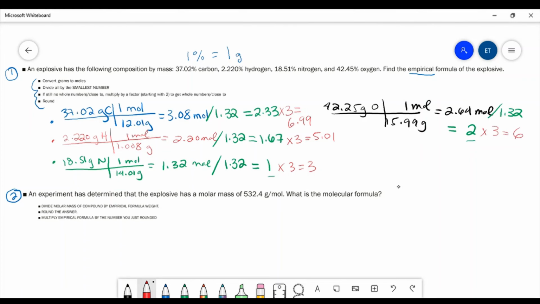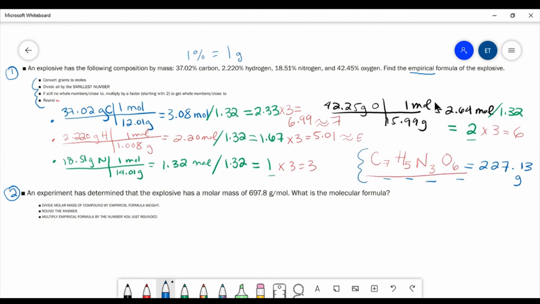Okay, and you see this number 6.99 can easily be rounded to a 7. So that's actually my final step here, round. And this can actually be rounded to 5. And these stay like that. Meaning that our empirical formula is actually C7, 8, 5, and 3, 0, 6.